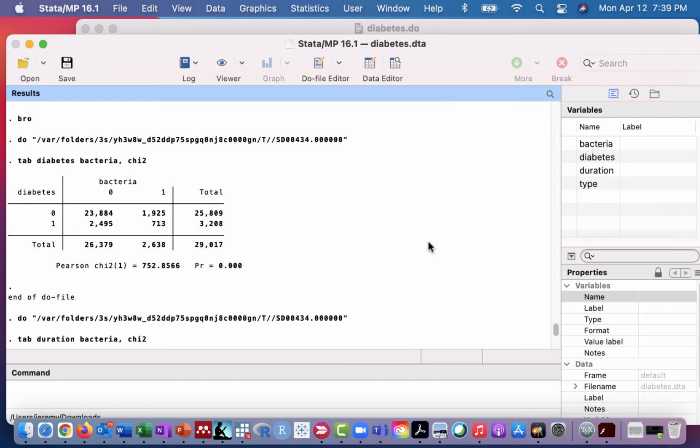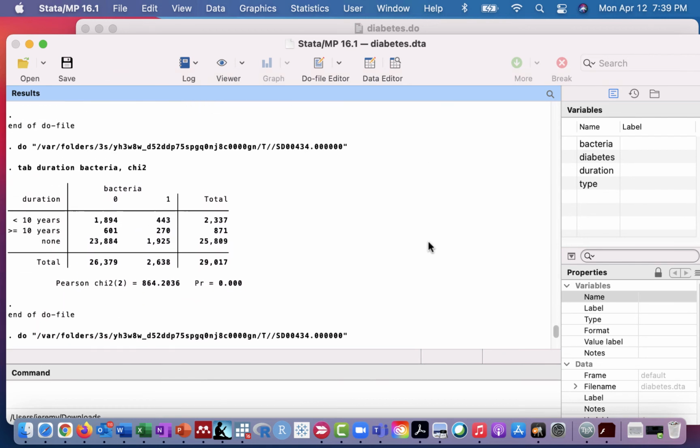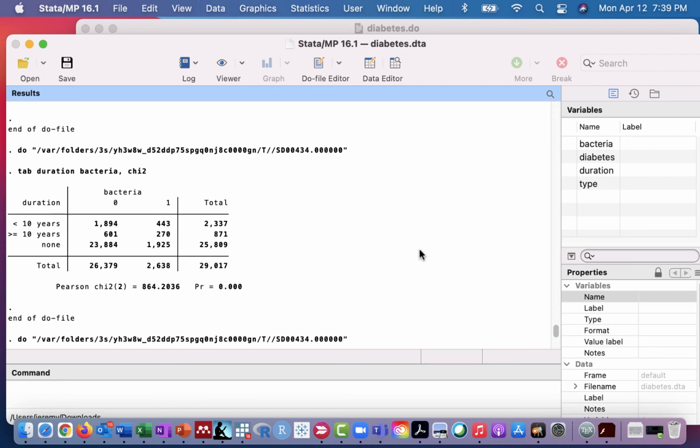Let's review the tables here. People without bacteria who did not have diabetes, 23,884. People with bacteria who had diabetes, 713. So if it's equal to 1, that's basically yes. Bacteria equals 1, yes, they have the bacteria. Bacteria equals 0, no, they do not have the bacteria. So no bacteria, no diabetes, 23,884 people. You had diabetes for less than 10 years and you have the bacteria, 443 people.